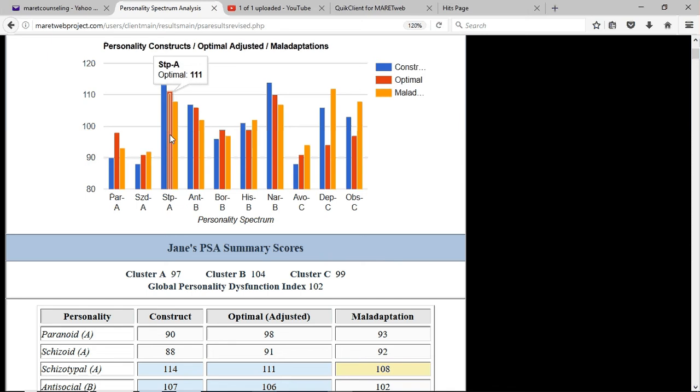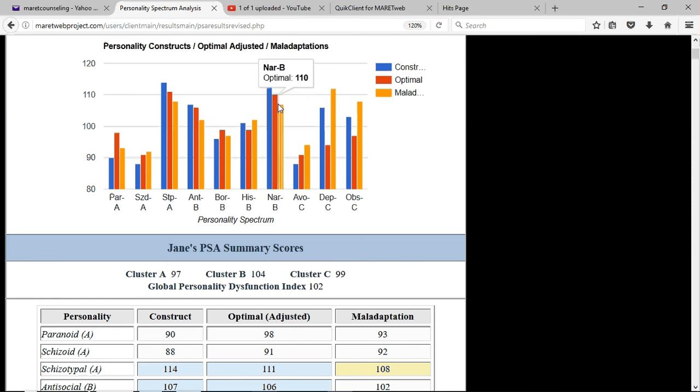The SCP over here is a little more balanced. Although STP is a bad thing, schizotypal is a bad thing, the optimal is winning over the maladaptation. These are out of control right here. Got to get under control. Again, this is the same configurative situation as this. We've got a high construct, a higher optimal score than a maladaptation score.